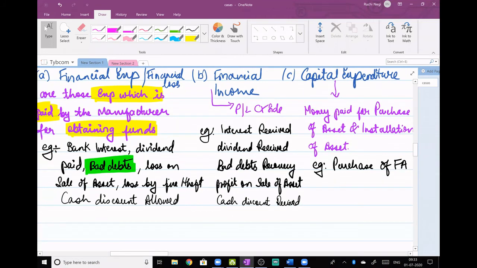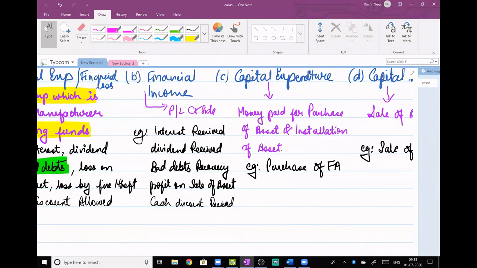Then capital expenditure. Now what are capital expenditure? Money paid for purchase of assets or for installation of asset. Okay, I hope you all can connect all this with financial accounting. कुछ याद आ रहा है? Financial accounting में आप लोगों ने ये सब किया है. Acknowledge it in the chat box if you are able to recollect whatever I am saying. I am not talking anything new. This is all what you have done. I'm just refreshing the things.